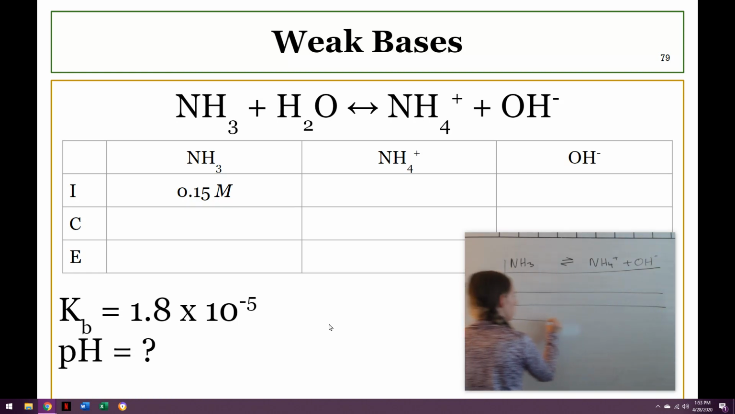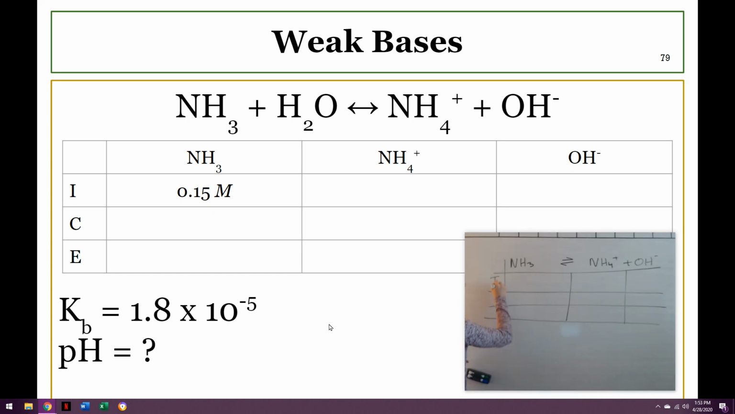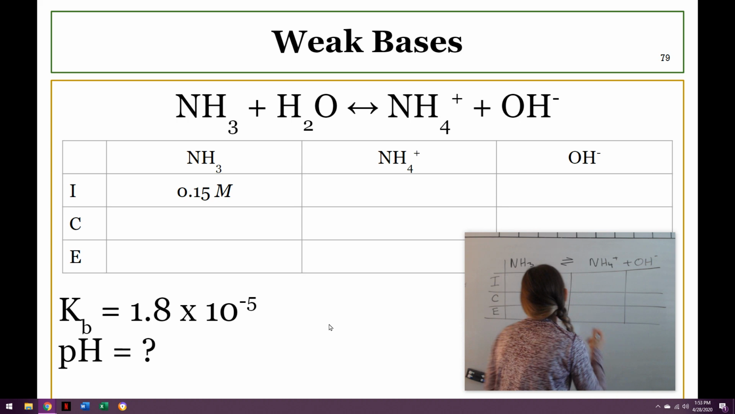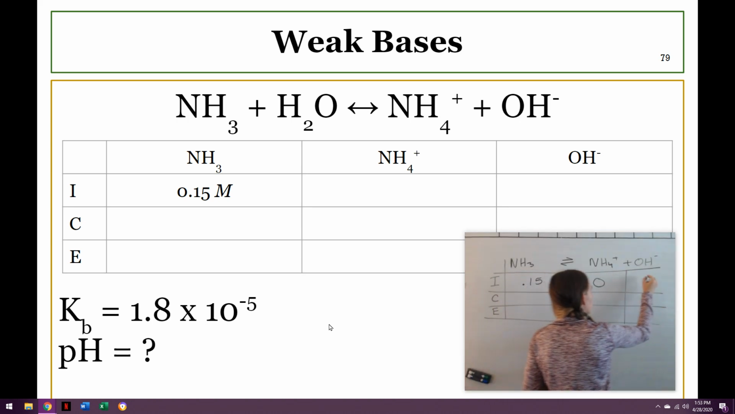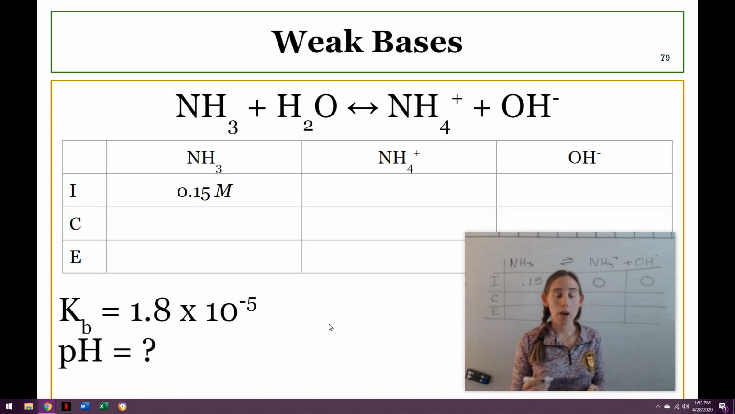We have 3 rows and 3 columns. I for initial, C for change, E for equilibrium. Now, the problem said that originally the concentration of ammonia was 0.15, so we have 0.15 molarity. Of course, initially, we're going to have zeros for ammonium, the NH4, and hydroxide.